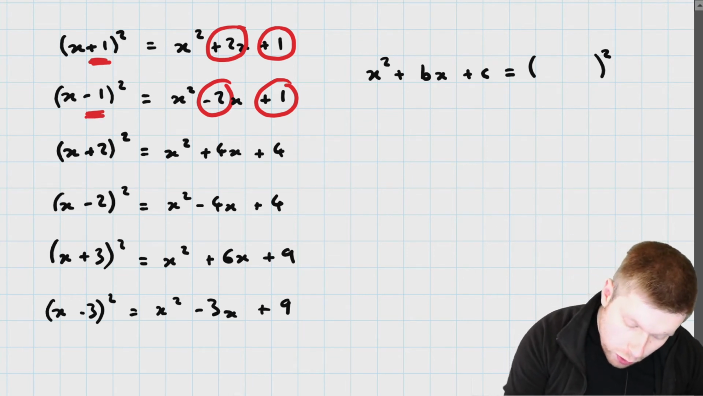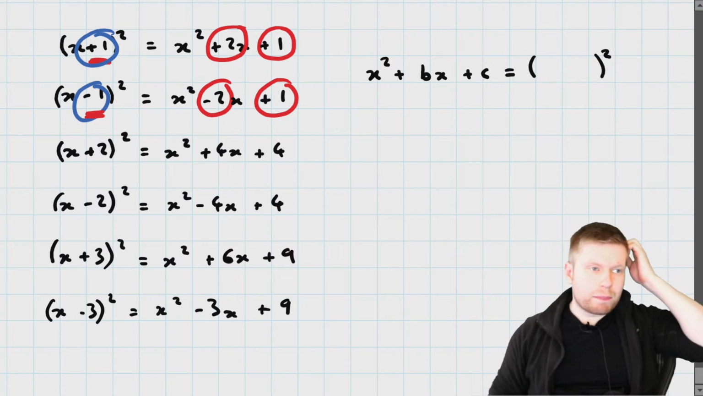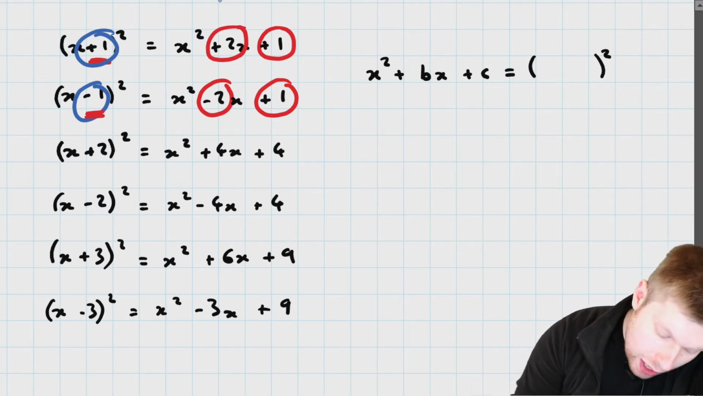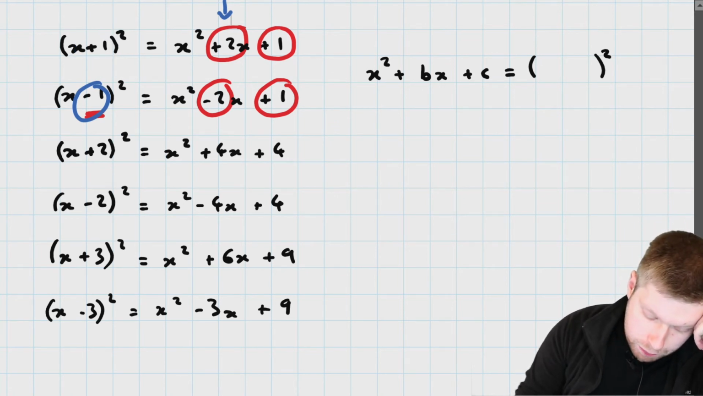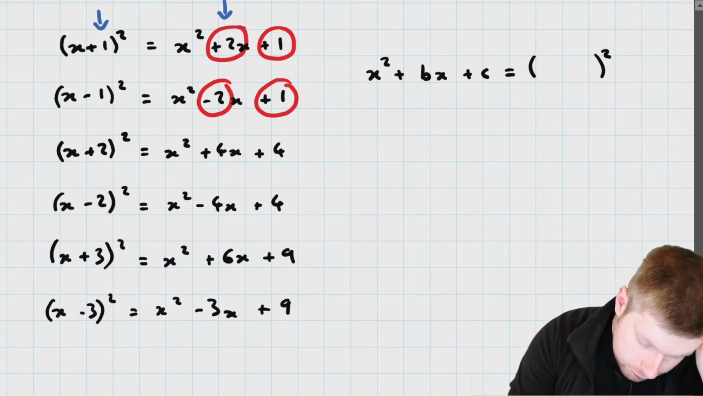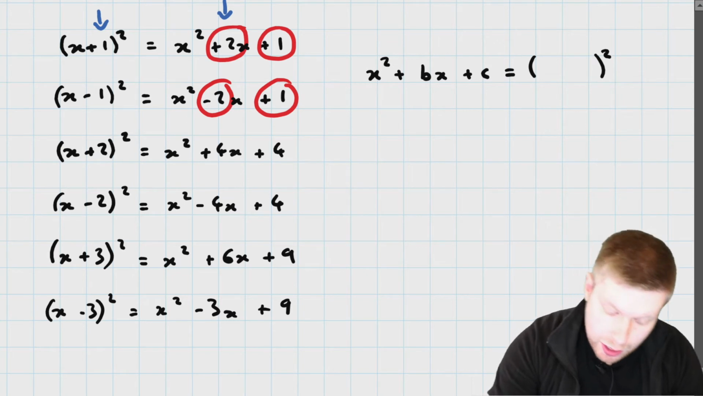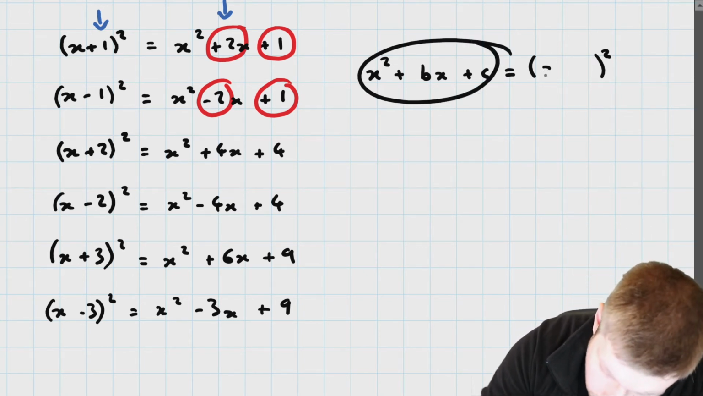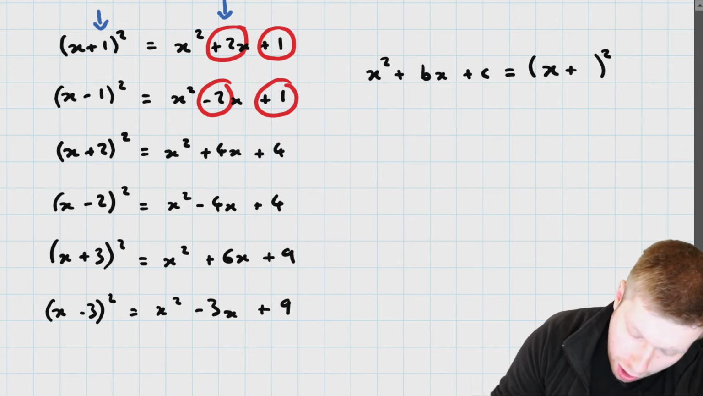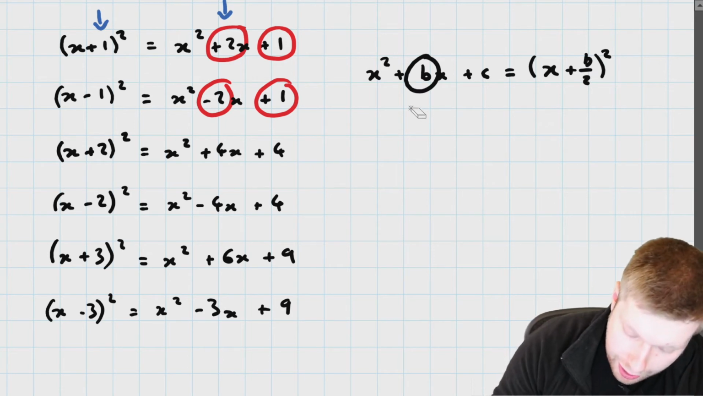Well, first of all, you notice that the number over here, the positive 1 or the negative 1, whatever it might be, is always half of whatever goes in the middle. So the number that goes inside the brackets is always half of whatever appears over here on the right hand side. So in other words, if I'm trying to factorize this thing here, then I'm just going to end up with x plus, and I've got to halve that thing there, so the b over 2.